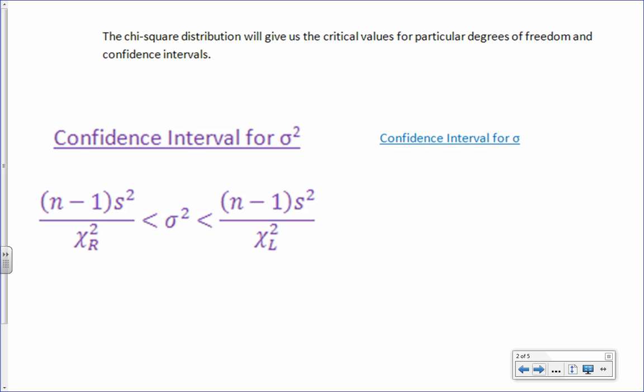And then over here it's n minus 1 times s squared again. It's the same thing on top for the endpoint on the right, but I divide by chi squared left because it is the smaller of the two. And that's the only unfortunate thing about this distribution, that it fills from the right. Because it has to.